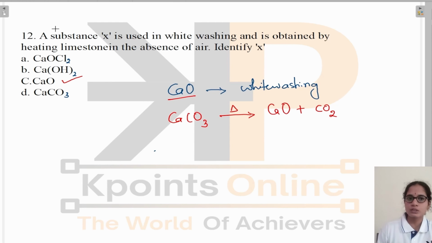First you have to observe the question, that is what it is given. Once again I will explain. A substance X is used in the whitewashing and it is obtained by heating limestone. They have given that this substance X is obtained by heating the limestone. So, how do we obtain CaO, that is calcium oxide, from calcium carbonate, that is limestone? So, the correct option will be calcium oxide. Okay. Let us see next question.